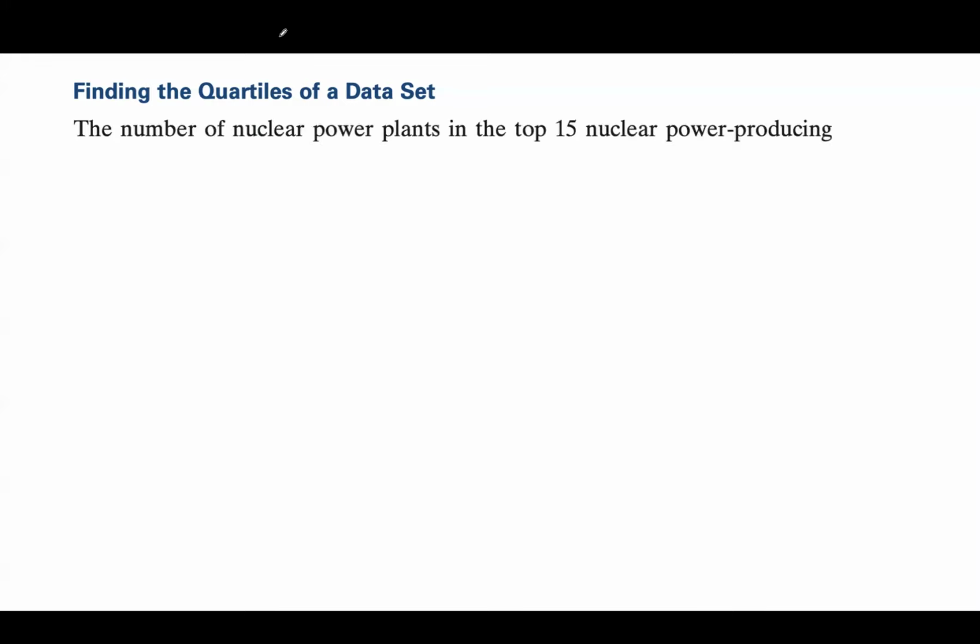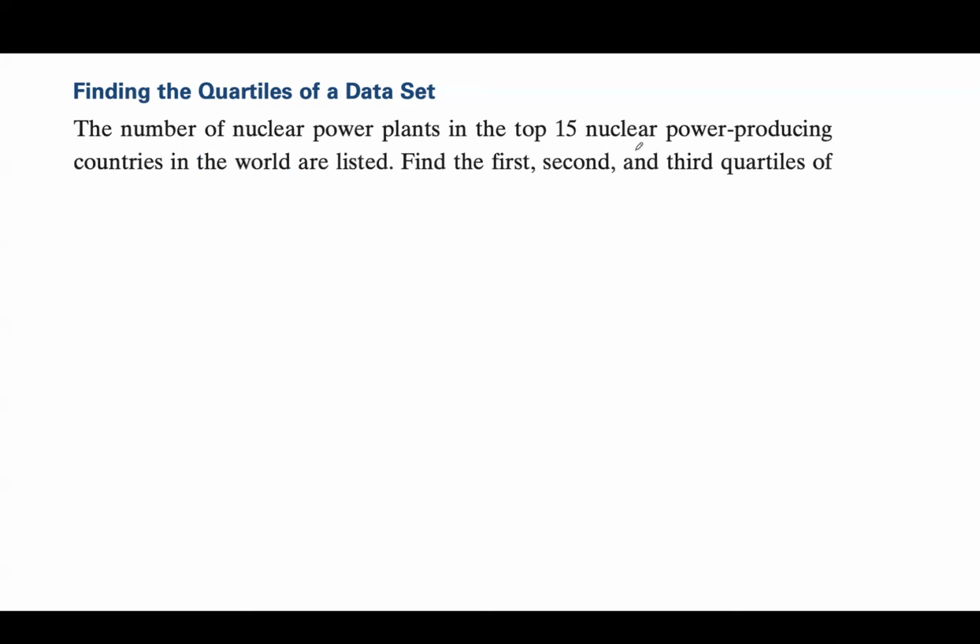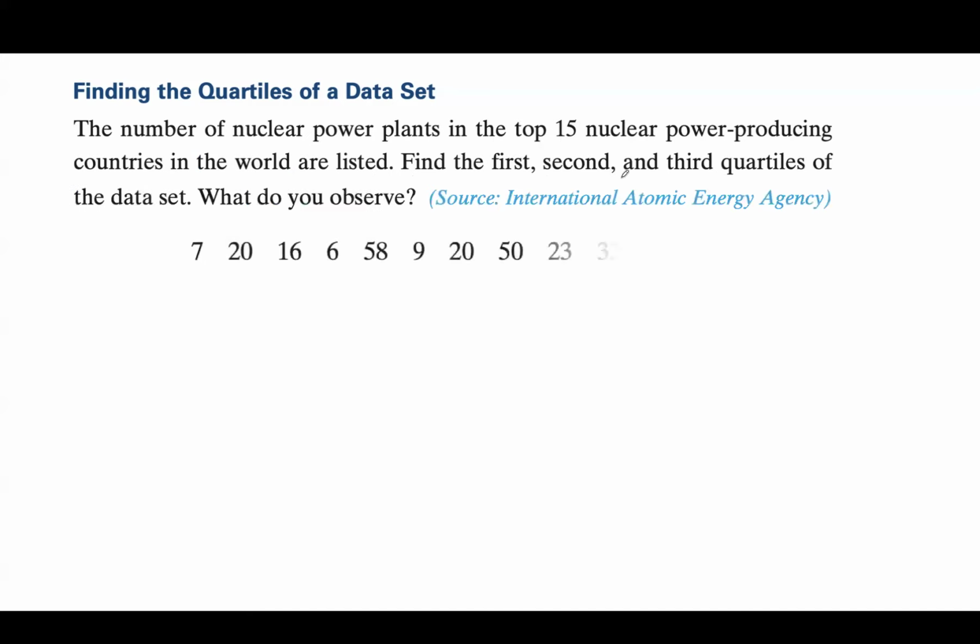Let us take a look at one example. We want to find the quartiles of the following data set. The number of nuclear power plants in the top 15 nuclear power producing countries in the world are listed below. We want to find the first, second, and third quartiles of the data set. The data are listed below: 7, 20, 16, 6, 58, and you can see they are all over the place.